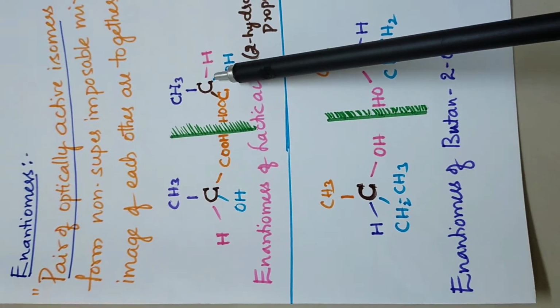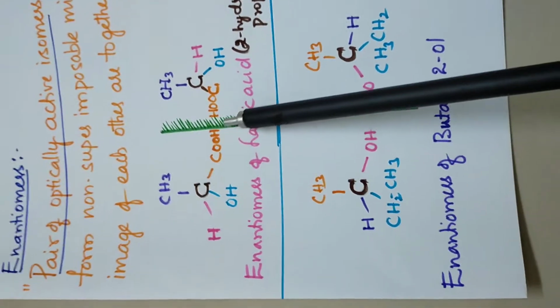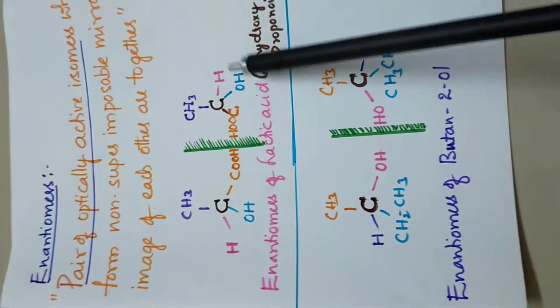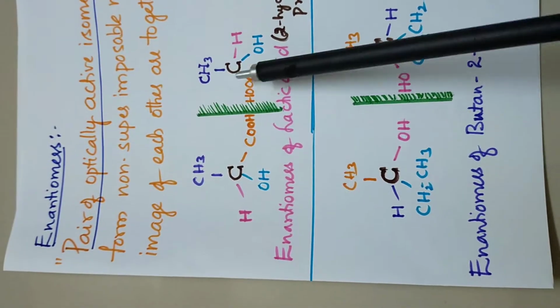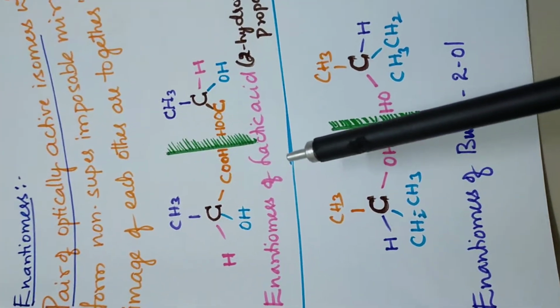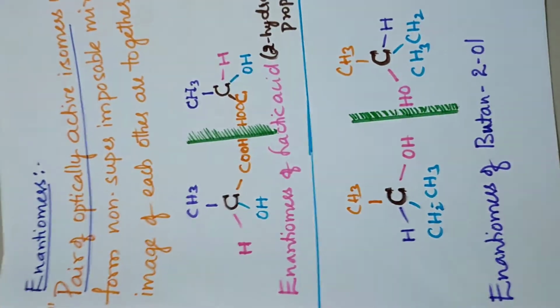Suppose the same thing is brought here. Again COOH goes here, and again the other group changes here. Then it forms a non-superimposable mirror image. They are not going to be superimposable. So those are called enantiomers.